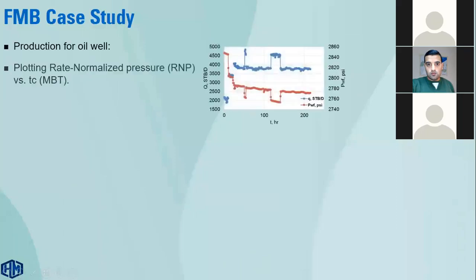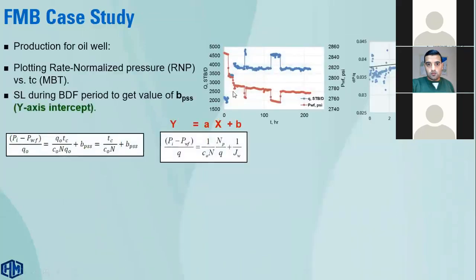To simplify this approach, this is a field example. For an oil well, as you can see, we have oil rate versus time, flowing rate versus time, and flowing bottom hole pressure versus time. The first step is to plot delta P over Q versus material balance time. As you can see, we have this data. We will use the data of boundary dominated flow, this stabilized data, to get the value of b sub PSS, the pseudo-steady state constant. That will be the y-axis intercept.